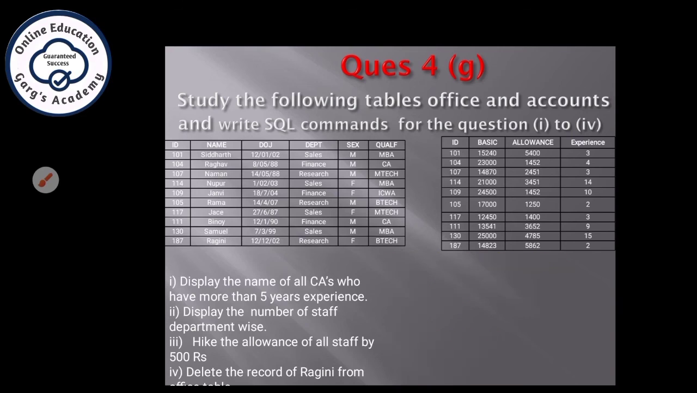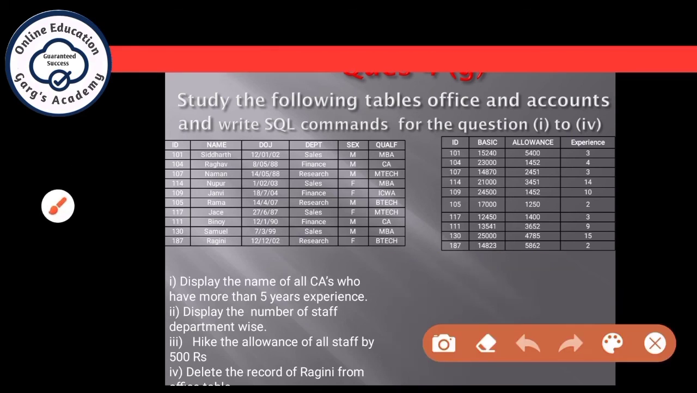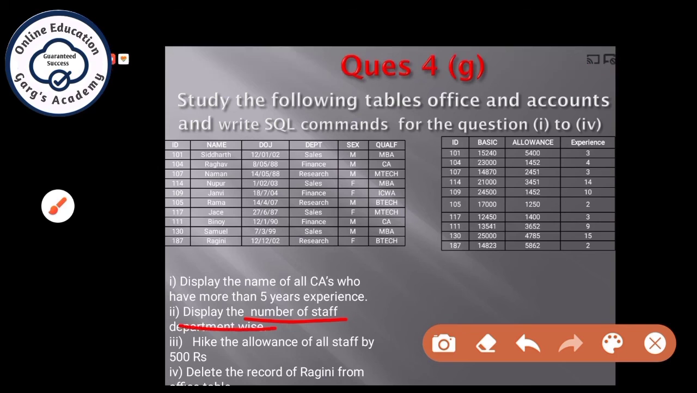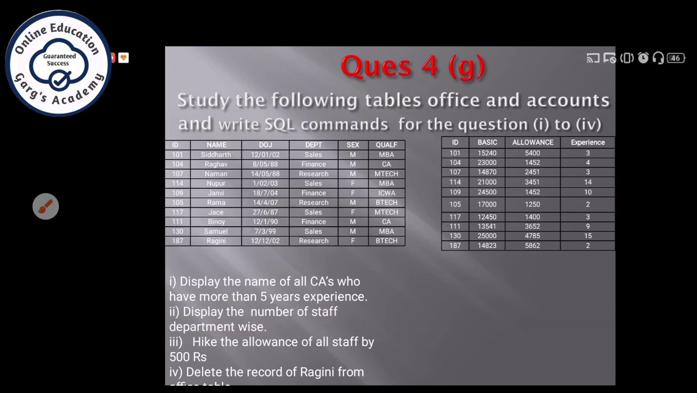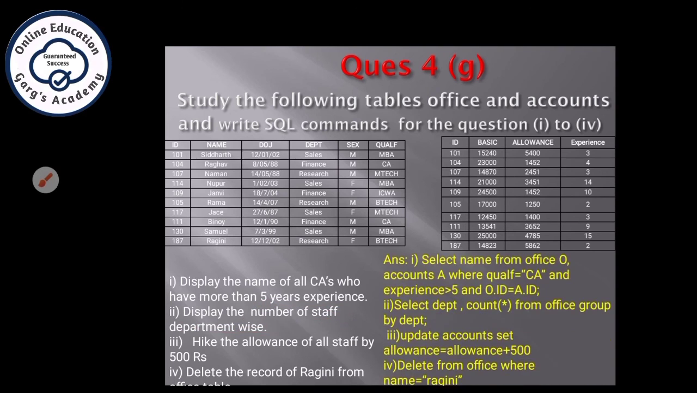Next question. Display the number of staff department wise. Whenever you see wise or category or each, these three words, always keep in mind that this question will be done with the help of the group by clause. Means group by department is a must here, and to count the number of staff you will use the count star function. So you will write the answer in this form: select department, comma count star from office group by department.